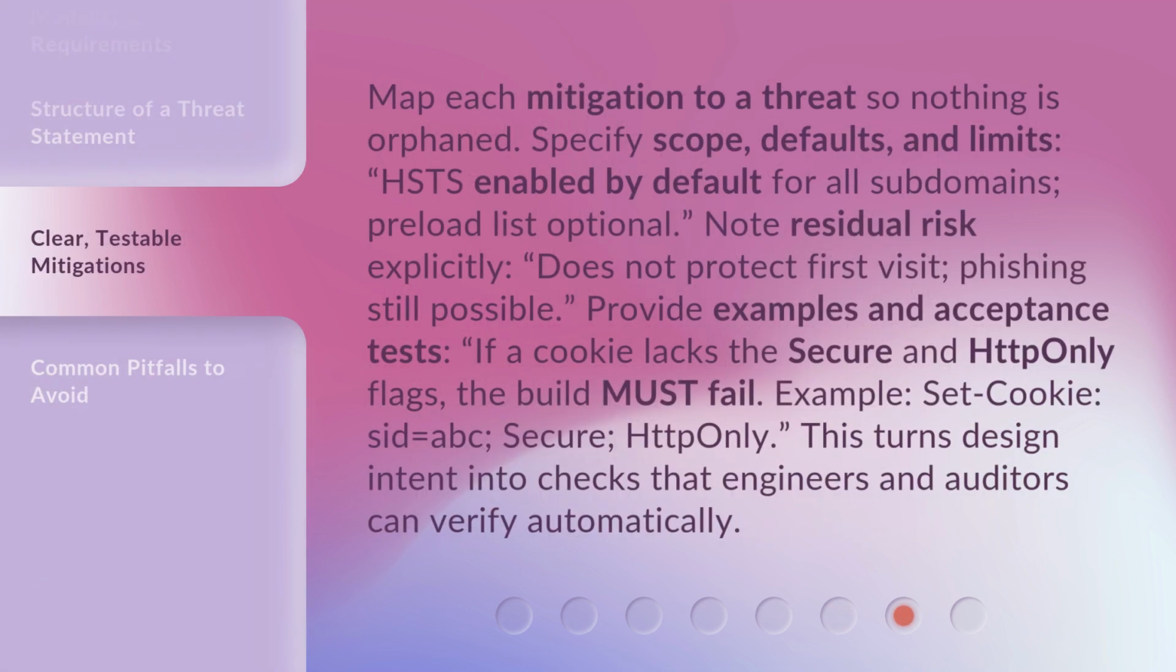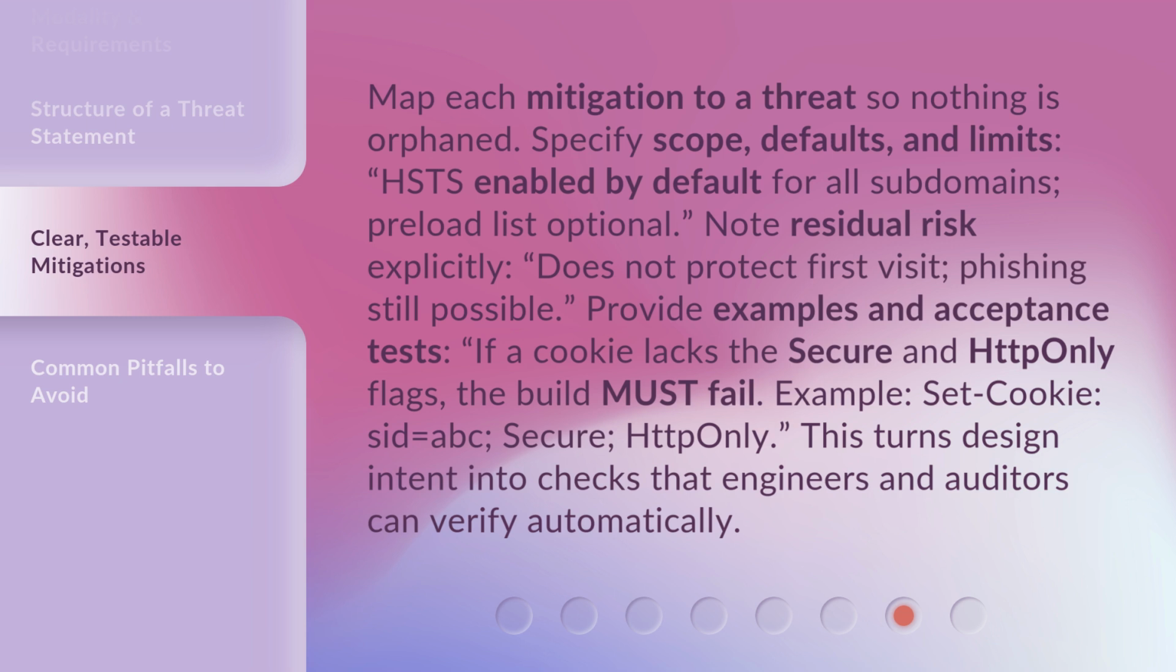Map each mitigation to a threat so nothing is orphaned. Specify scope, defaults, and limits. HSTS, enabled by default for all subdomains. Preload list optional. Note residual risk explicitly. Does not protect first visit. Phishing still possible. Provide examples and acceptance tests.